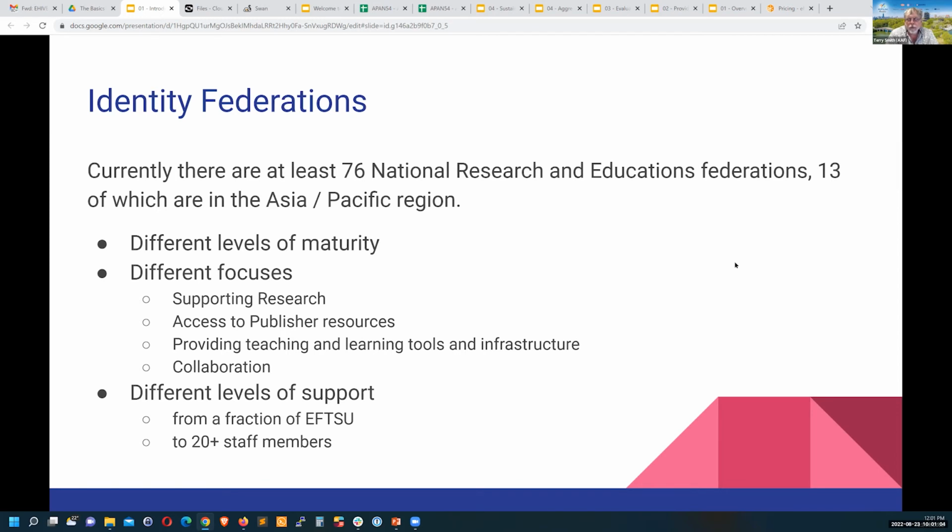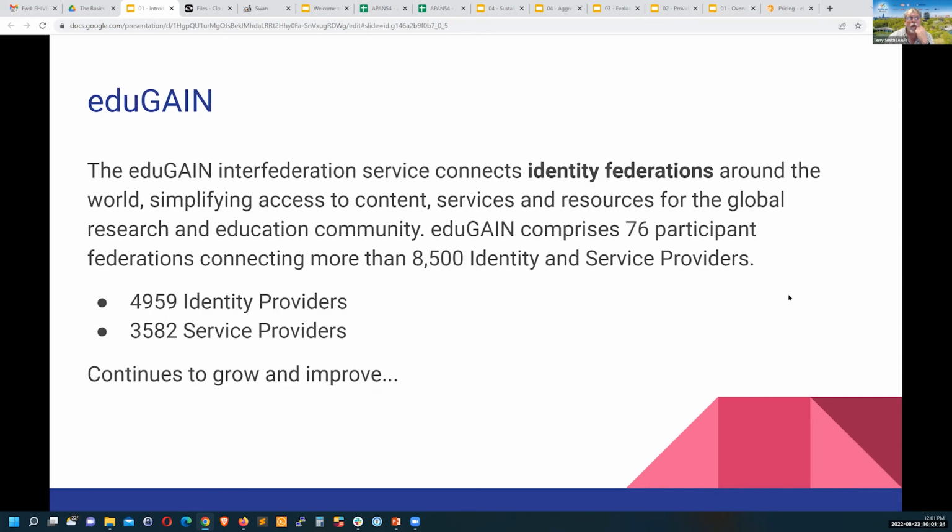There's different levels of support at each identity federation, from a fraction of an effective full-time staff unit to 20+ staff members. We've got a truckload of people working to maintain our federation. I feel for the smaller federations where there's only half a person trying to maintain this federation stuff; it's a lot of work for a part-time person to do. Then there's eduGAIN. eduGAIN is the inter-federation service. It connects identity federations globally.